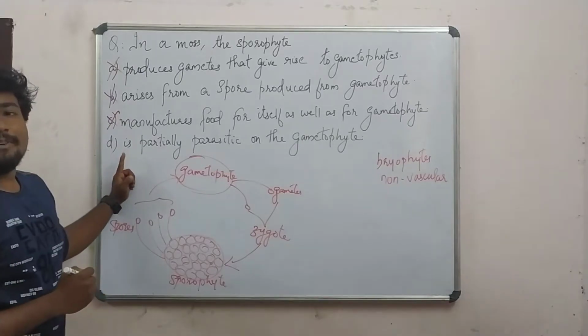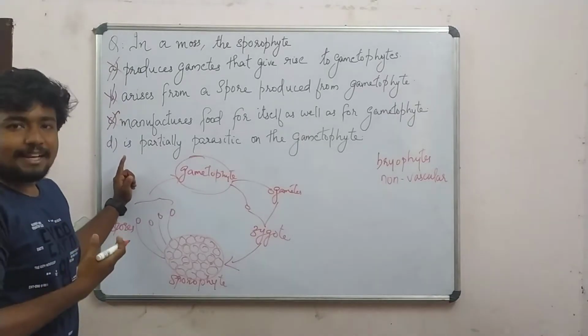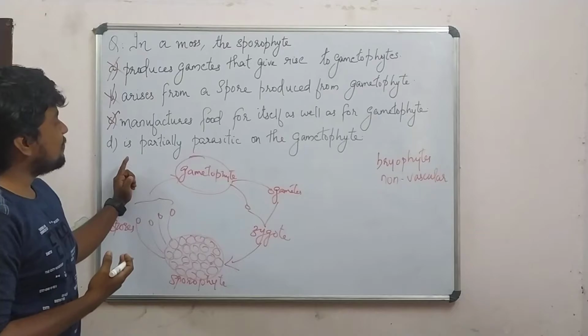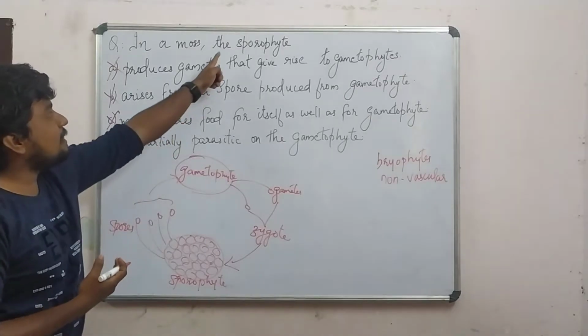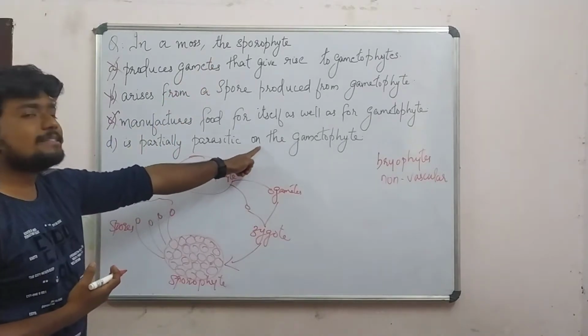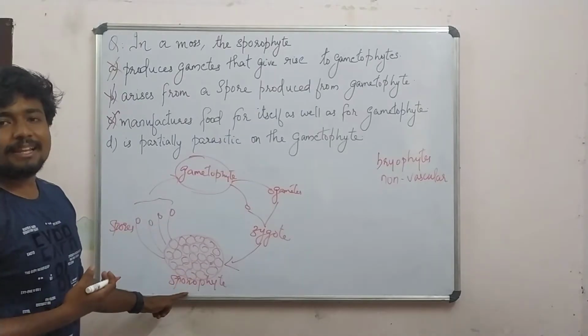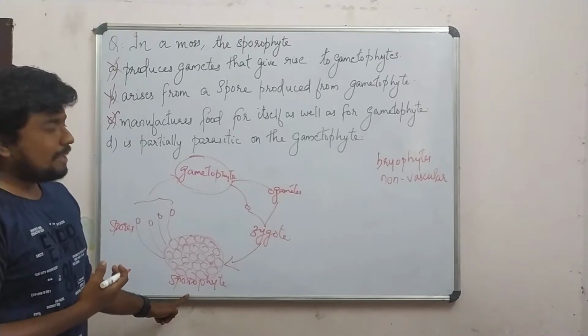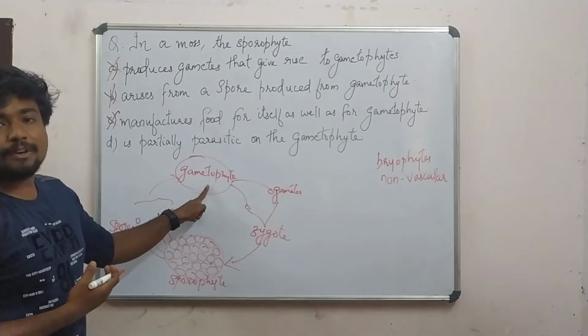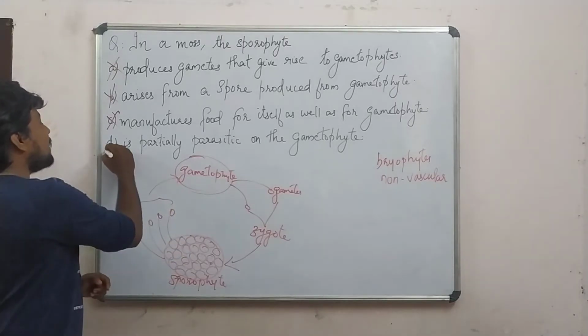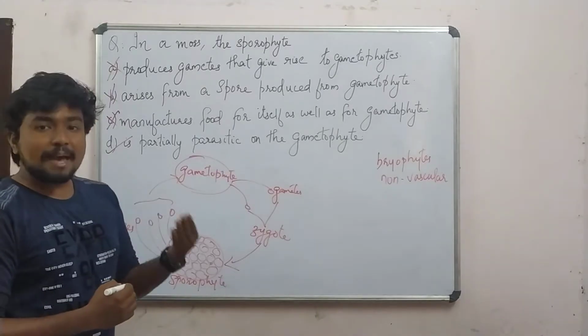Now we are having only one option left, and so that is the right option. We can check that option also. It is said that the sporophyte is partially parasitic on the gametophyte. It is true, because the sporophyte cannot prepare food. Instead, it depends on the gametophyte for its nutrition. So this is the right option. It is partially parasitic.